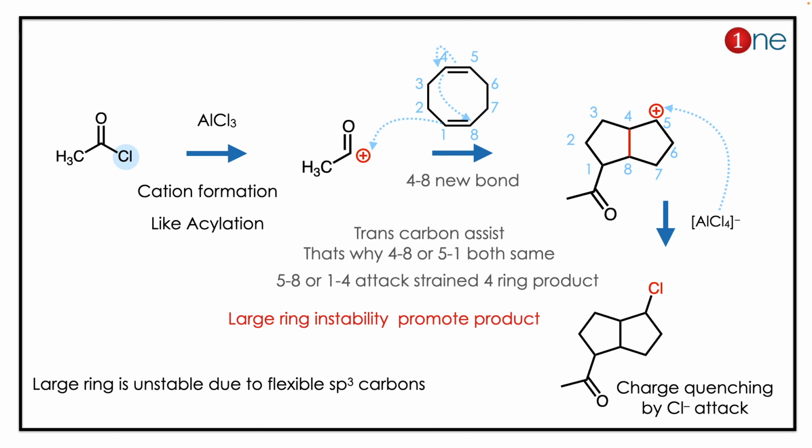Here the driving force is that a large ring is relatively unstable due to the flexible sp3 carbons. So bonds move very much. It's very unstable, so the cation is there. The cation is further quenched by chlorination. The concept we outlined here is that acylation happens even in an alkene system.